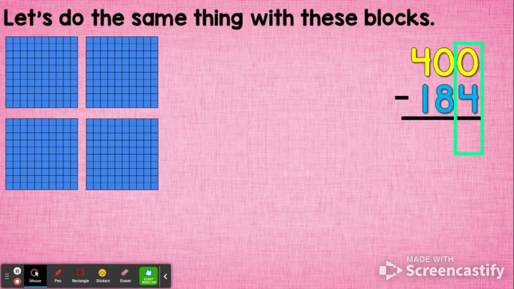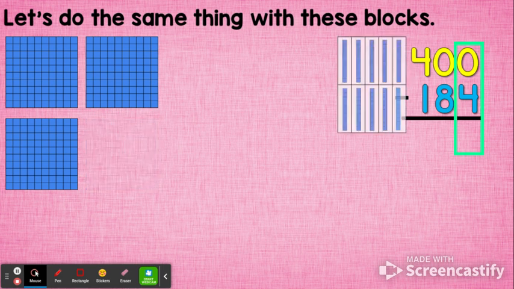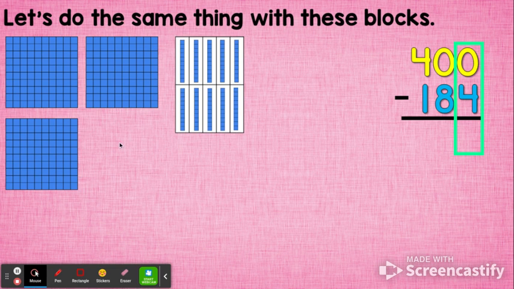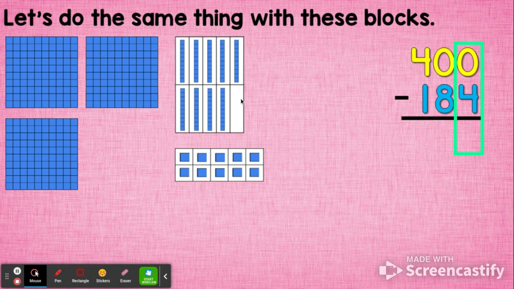So let's do the same thing with these blocks. So here we go. We're starting off with our 400. I always start with the ones column, right? I don't have any ones, so I've got to make some ones so I could take 4 away. So now I've taken this 100 and I've broken it up into 10 tens. Because if we count 10, 20, 30, 40, 50, 60, 70, 80, 90, 100. So I just took this 100, broke it apart into 10 tens. Now I've taken one of these tens and broken it up into 10 ones.